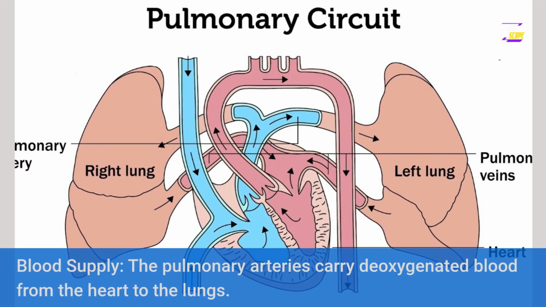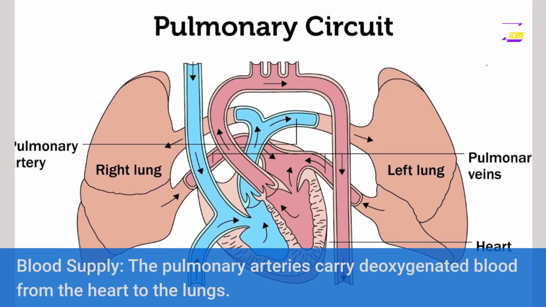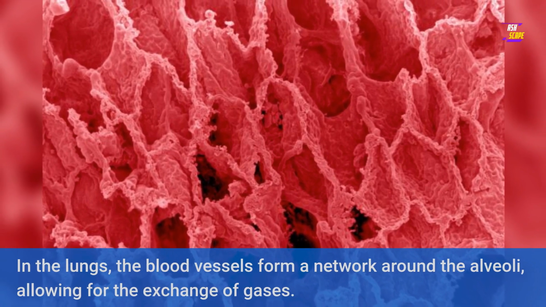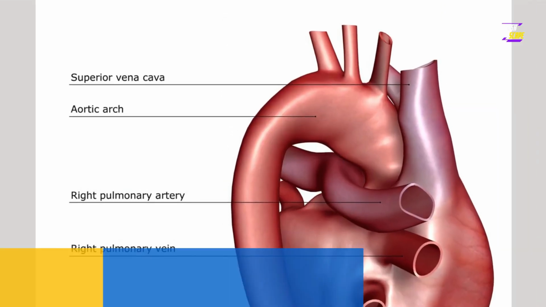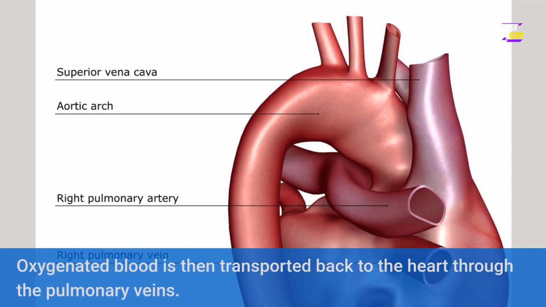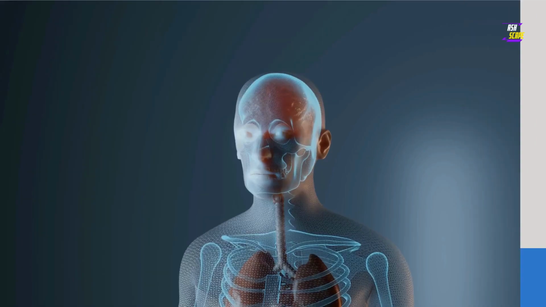Blood supply: the pulmonary arteries carry deoxygenated blood from the heart to the lungs. In the lungs, the blood vessels form a network around the alveoli, allowing for the exchange of gases. Oxygenated blood is then transported back to the heart through the pulmonary veins.